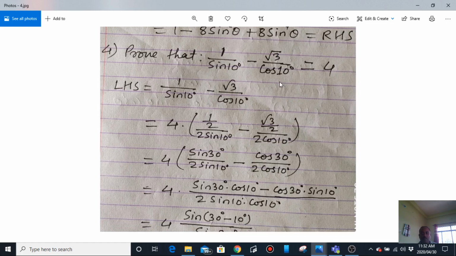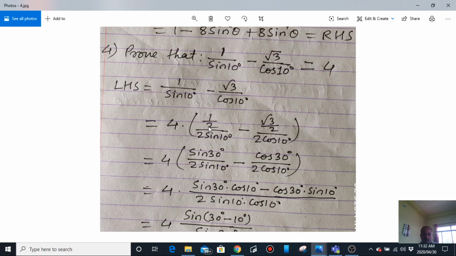This is also a very popular question. Prove that 1 by sin 10 degree minus root 3 upon cos 10 degree equals 4. So what we do, this is the LHS of this question. So we multiply by 4 and balance it by dividing by 2 in the numerator and multiplying by 2 in the denominator.